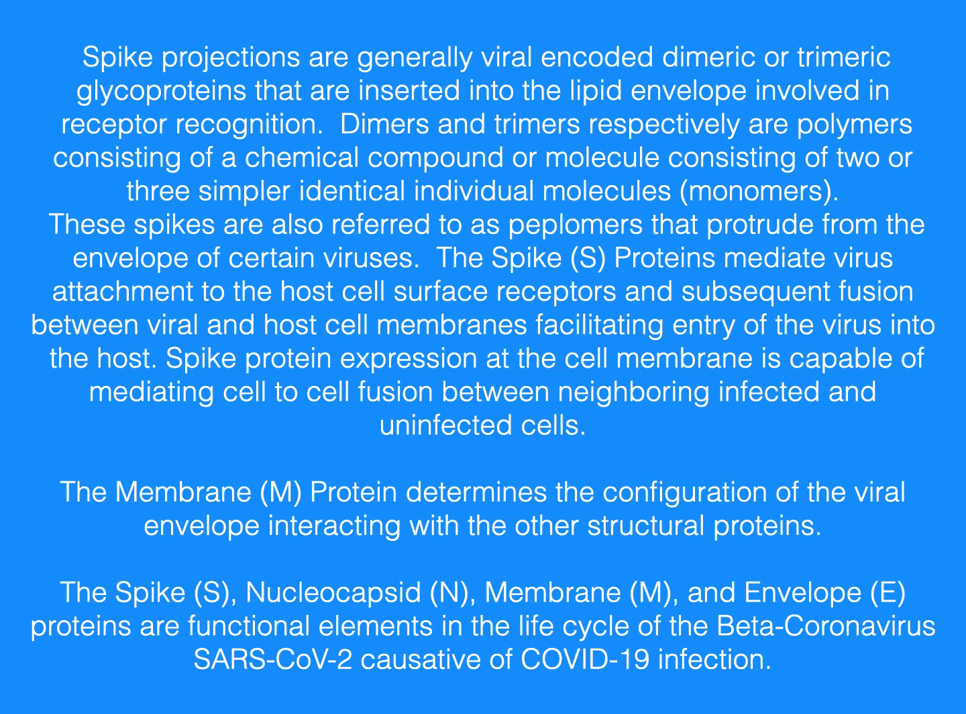Spike projections are generally viral encoded dimeric or trimeric glycoproteins that are inserted into the lipid envelope involved in receptor recognition. Dimers and trimers, respectively, are polymers consisting of a chemical compound or molecule consisting of two or three simpler identical individual molecules. These spikes are also referred to as peplomers that protrude from the envelope of certain viruses.